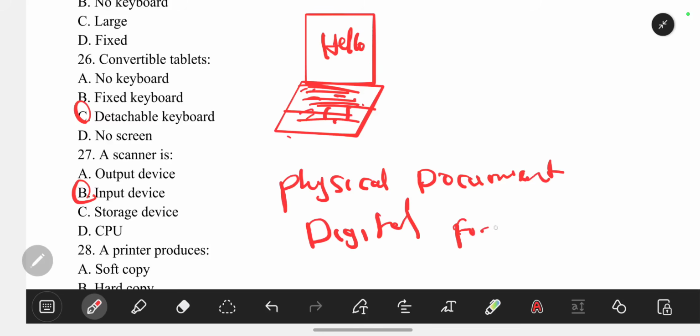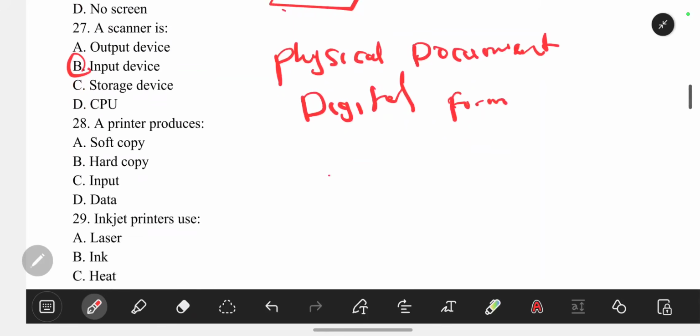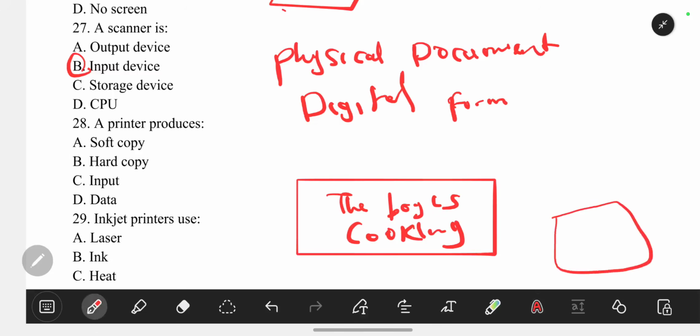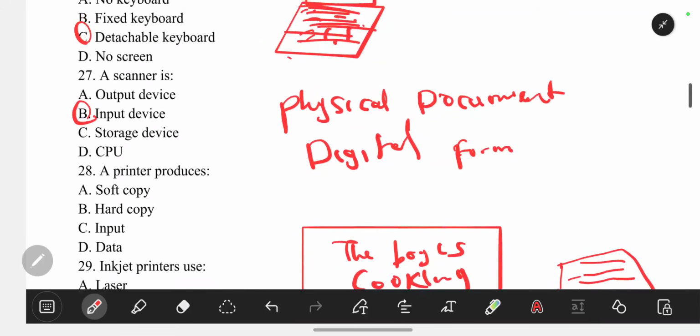digital form. Like for example, if you get a paper like that, and on this paper there are words where the boy is cooking. If you scan through, what happens is that these words that are on paper will be converted into a digital form on, let's say, your phone or your PC. So that is a scanner.